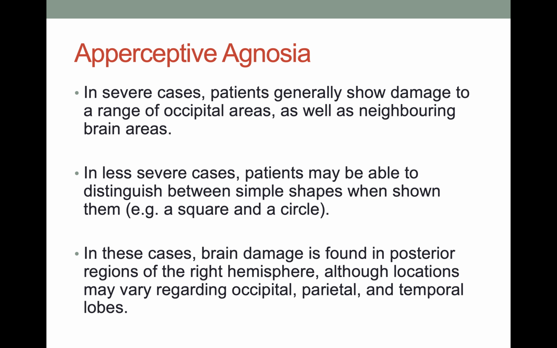In severe cases, patients generally show damage to a range of occipital areas as well as neighbouring brain areas. In less severe cases, patients may be able to distinguish between simple shapes when shown them, for example, a square and a circle. In these cases, brain damage is found in the posterior regions of the right hemisphere, although locations may vary regarding occipital, parietal and temporal lobes.